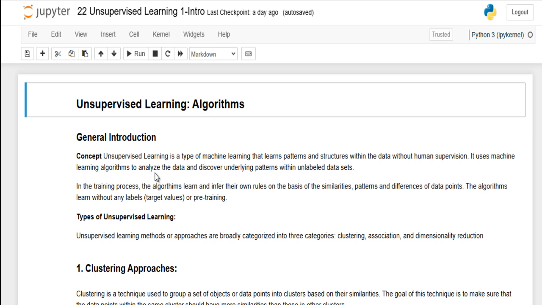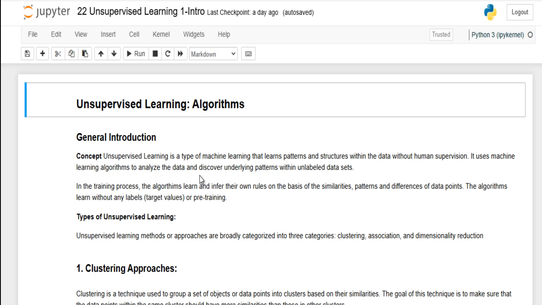Like I explained in the intro section, it's an algorithm that does not require a supervisor. No target variable, no label required. It's a type of machine learning that learns patterns and structures within the data without human supervision. It uses machine learning algorithms to analyze the data and discover underlying patterns within unlabeled data sets. In this case, the data are not labeled like the previous supervised learning, where you have labeled data and target variables. There's nothing like that.